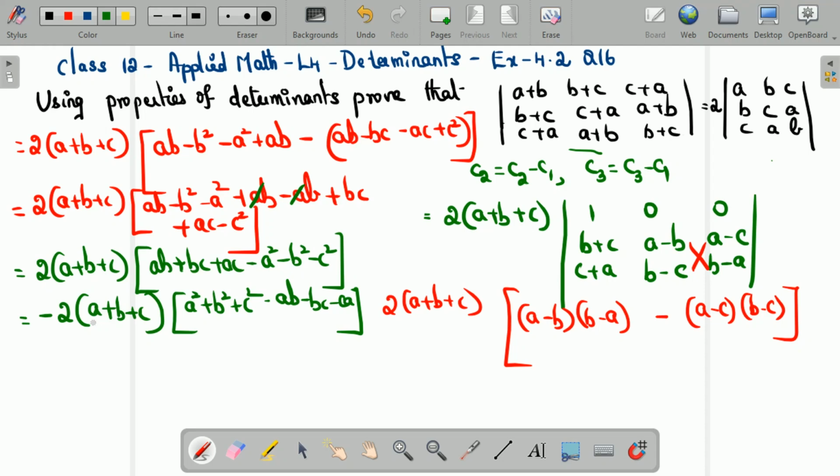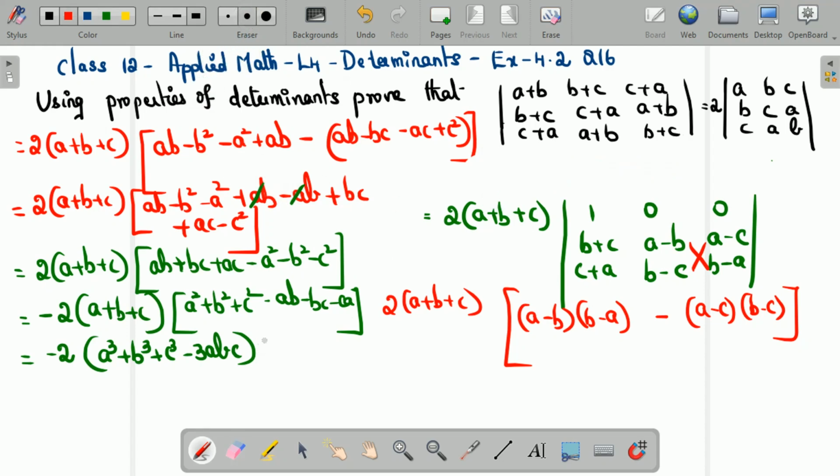So now you see (A + B + C) into (A² + B² + C² − AB − BC − CA). So I can condense this and write it as 2 into −2 into (A³ + B³ + C³ − 3ABC), because I can directly apply the formula. So the value of this particular determinant is this. Let's note down this value here: 2 into −2 into (A³ + B³ + C³) minus 3ABC.